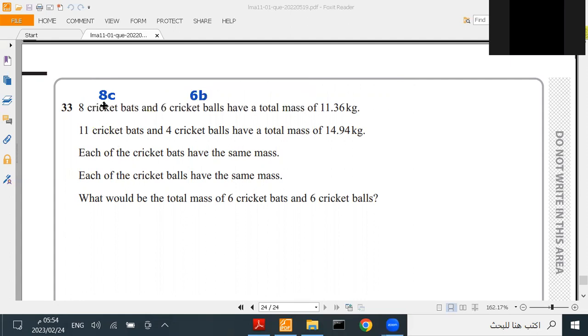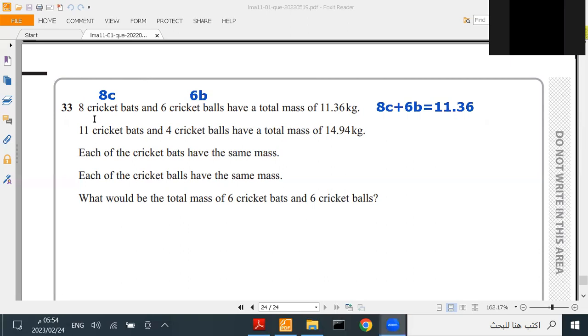8C and 6B have a mass of 11.36 kilograms. We can make an equation now: 8C plus 6B equals 11.36. This is the first step. Now we take the second sentence and make an equation from it: 11 cricket bats.